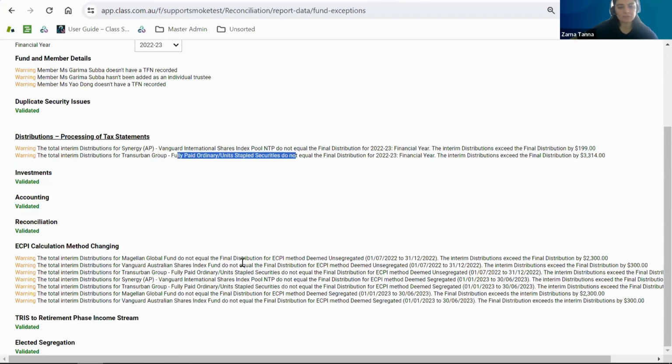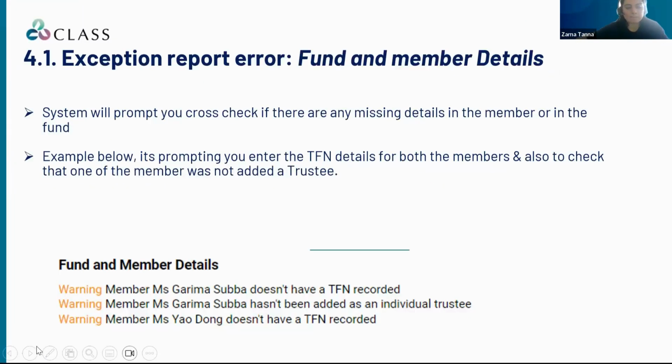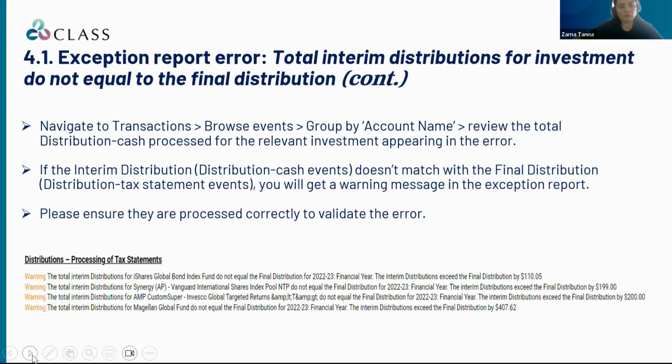I've processed the tax statement and I've also cleared my ECPI calculation method. So you can do this for each security, and you can check what events were processed and validate these exception errors. So this is an example that we've gone through, and I've provided you more details.